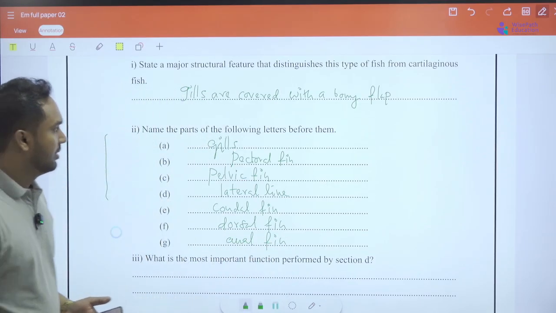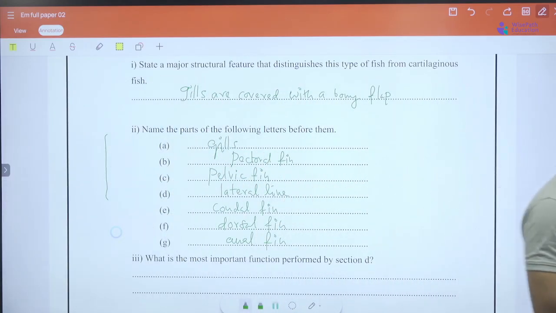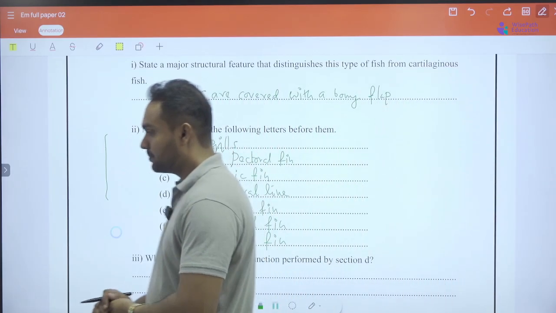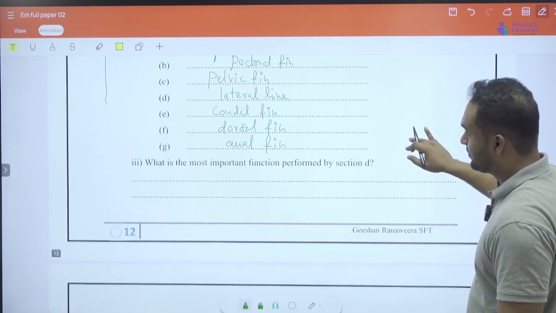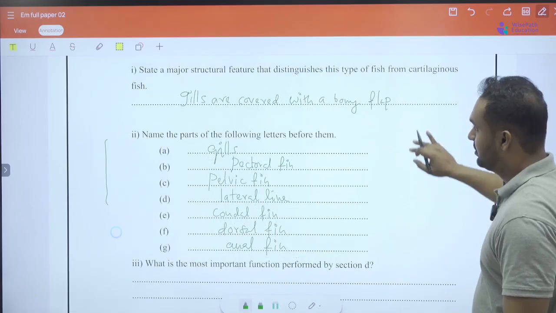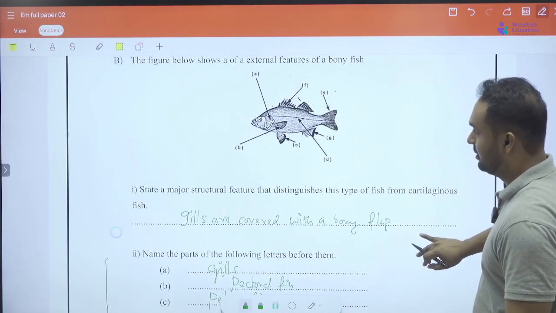Right. You should have labeled. Paper is in the car downstairs. Right.